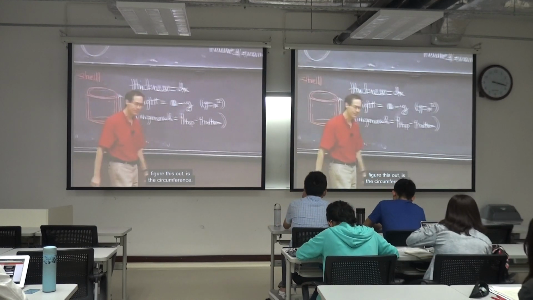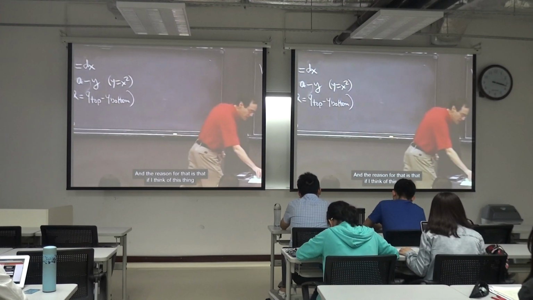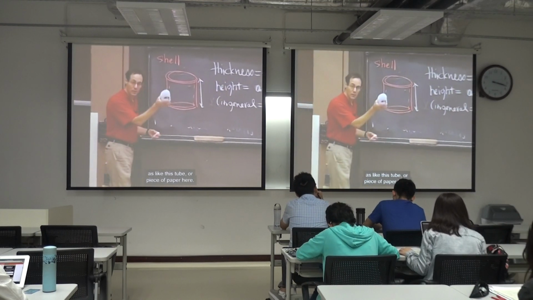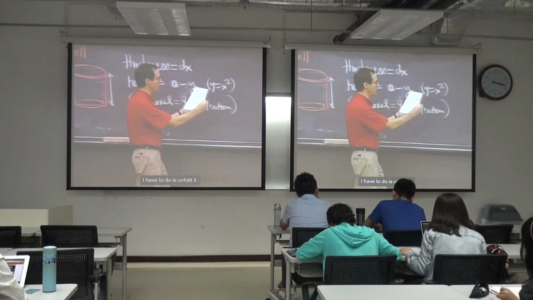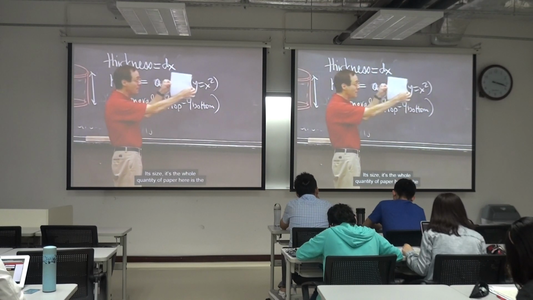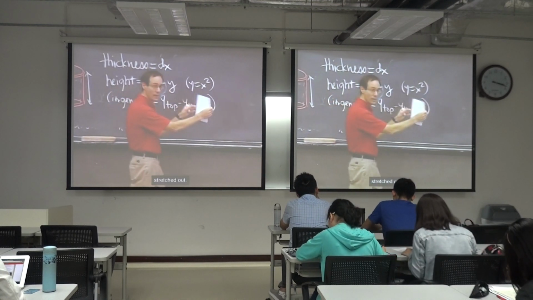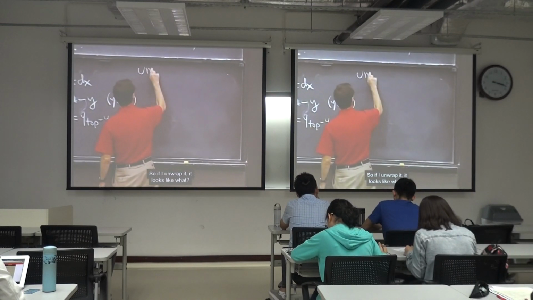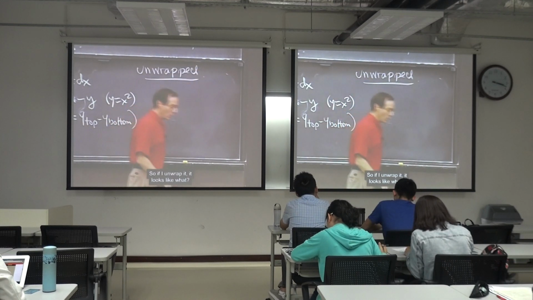the circumference. And the reason for that is that if I think of this thing as like this tube or piece of paper here, in order to figure out how much stuff there is here, all I have to do is unfold it. The whole quantity of paper here is the same, whether it's rolled up like this or whether it's stretched out. So if I unwrap it, it looks like what?